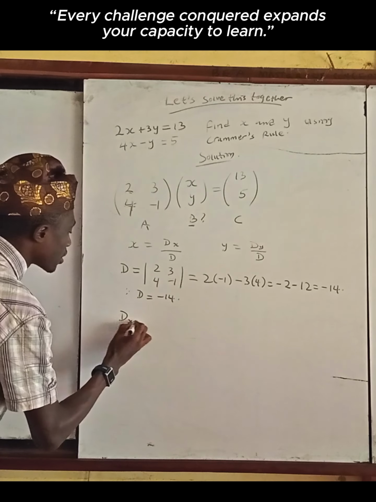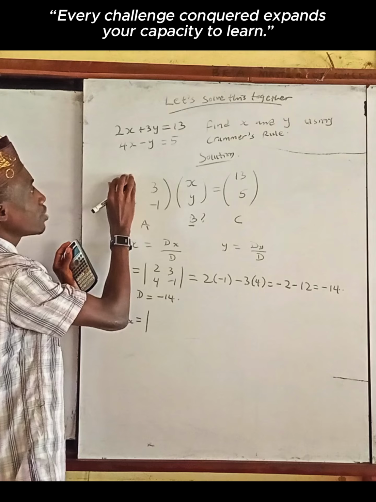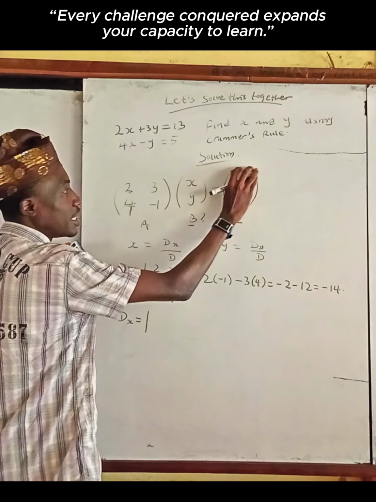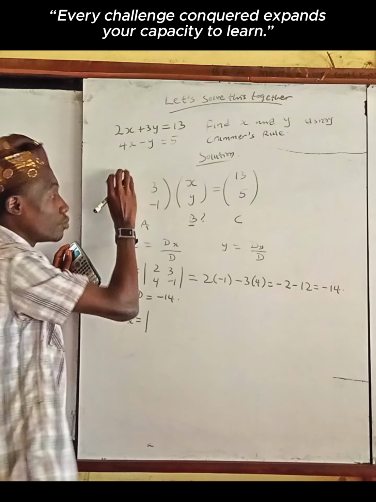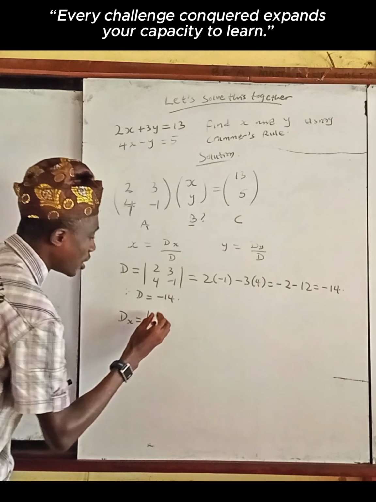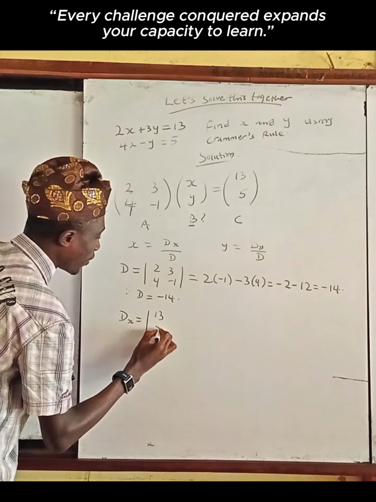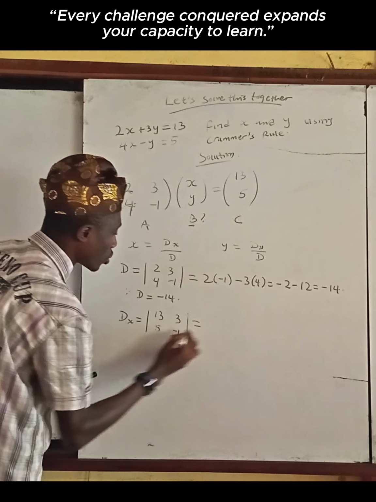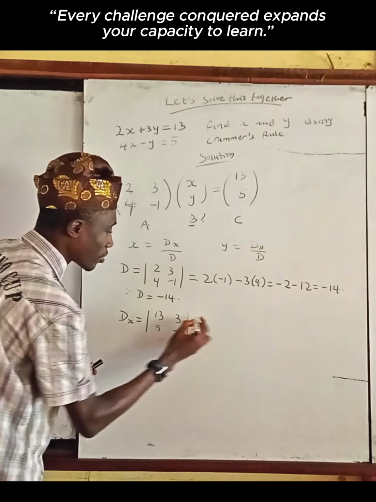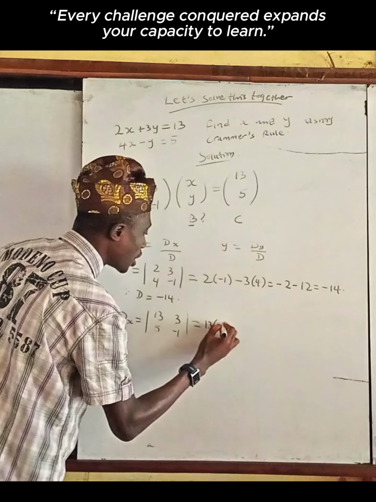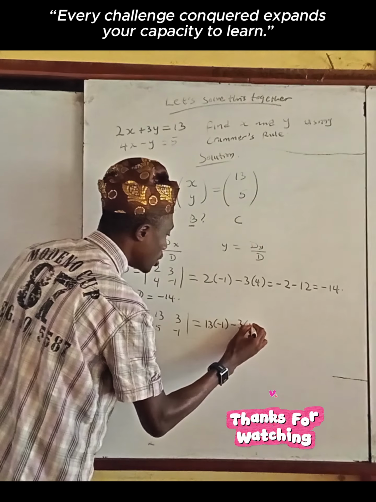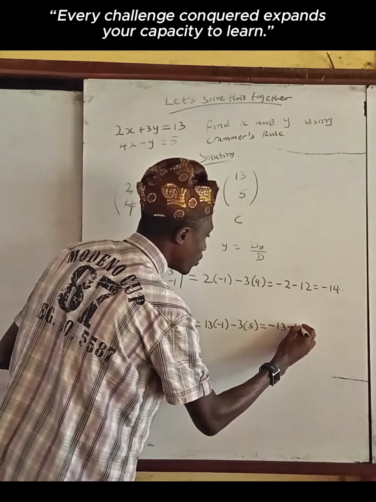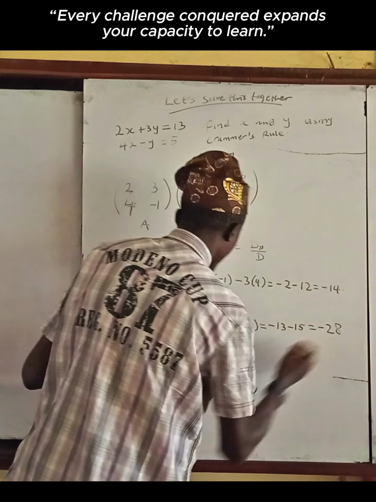Now d of x, it simply means this value that is having x, you know this is 2 and 4, you are going to erase it, and bring the value that it equals to to this place. That is what we mean there. So we have 13, then 5. So you are now going to write this 3 and -1, and find the determinant. 13 into -1, then minus 3 into 5, which will give us -13, then minus 15, which is equals to -28.